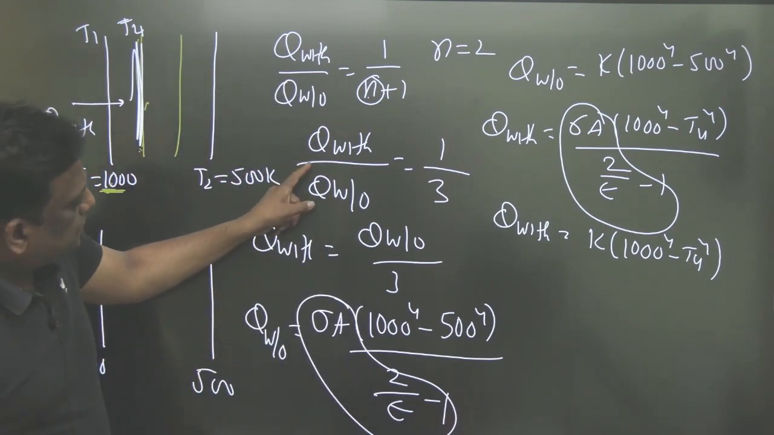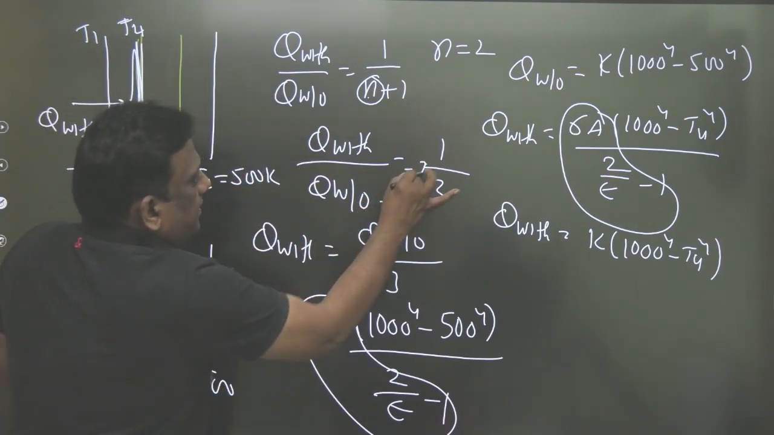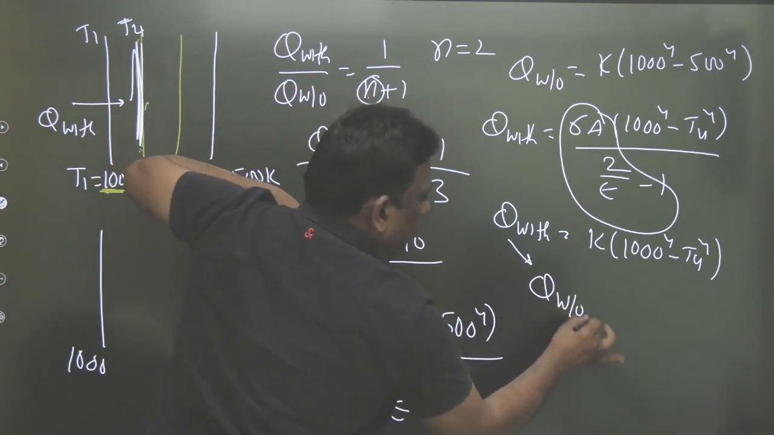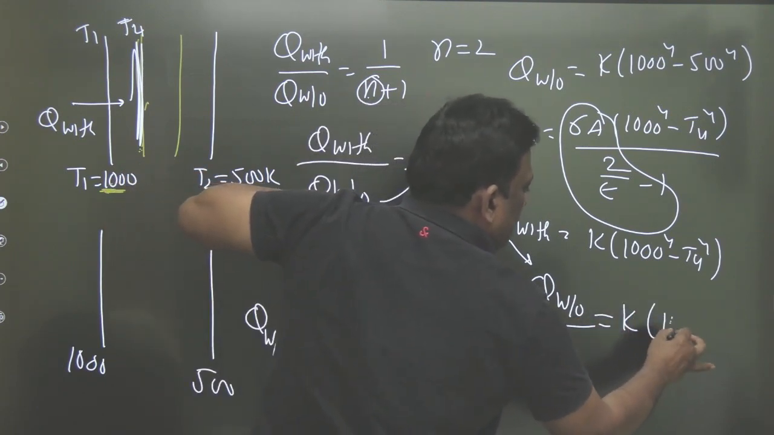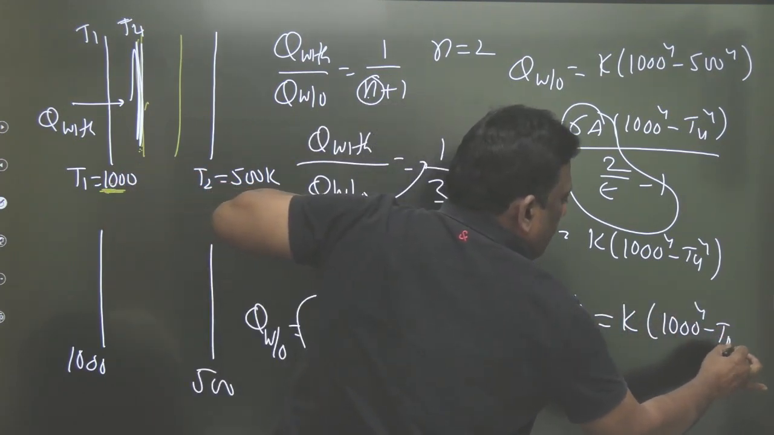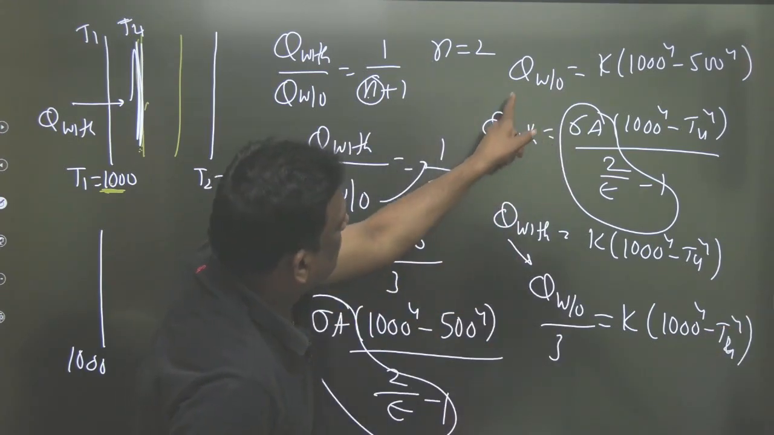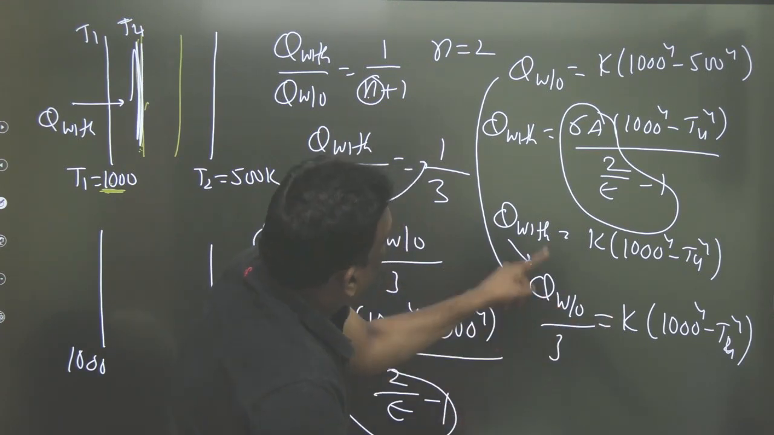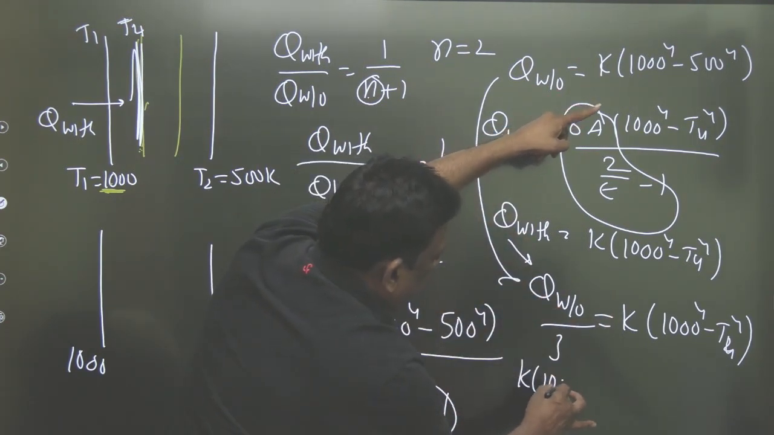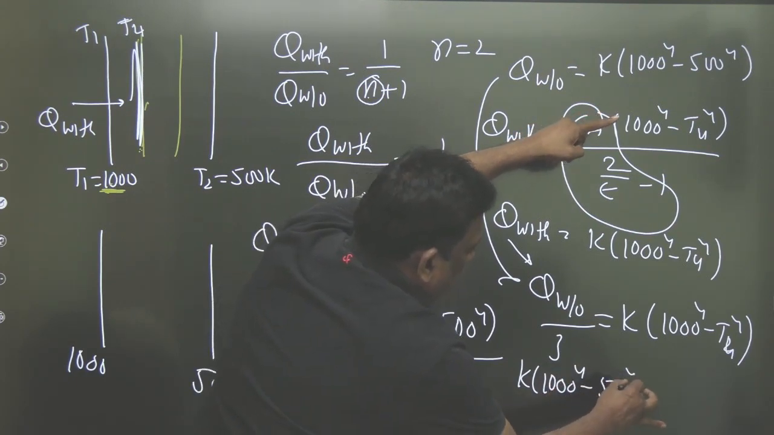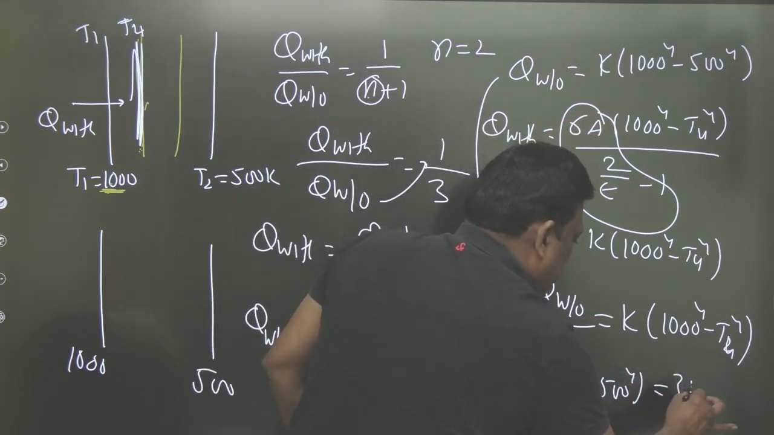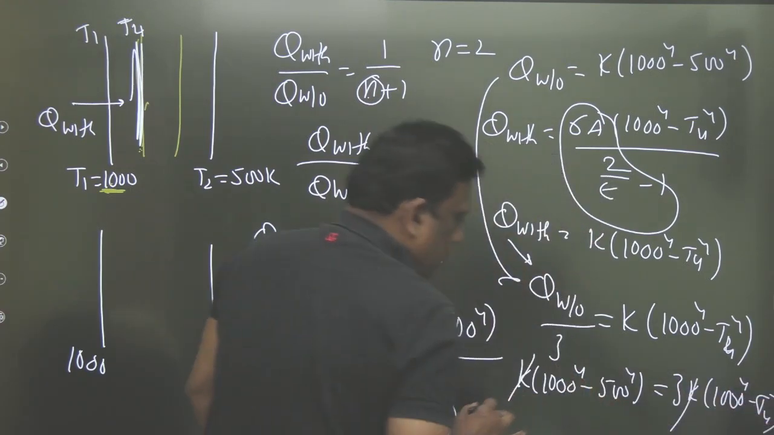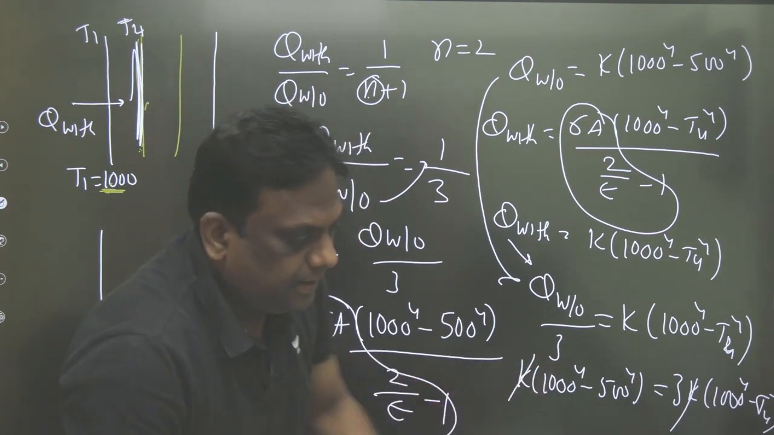Now, what is heat transfer with shield? If I take this to this side, with shield will be equal to, without by 3. This is without by 3 is equal to K into 1000 power 4 minus T4 power 4. And what is without? This value I am substituting. Without is this value: K into 1000 power 4 minus 500 power 4 is equal to 3K into 1000 power 4 minus T4 power 4. This K is gone. And if you are solving, let me check, sirs.